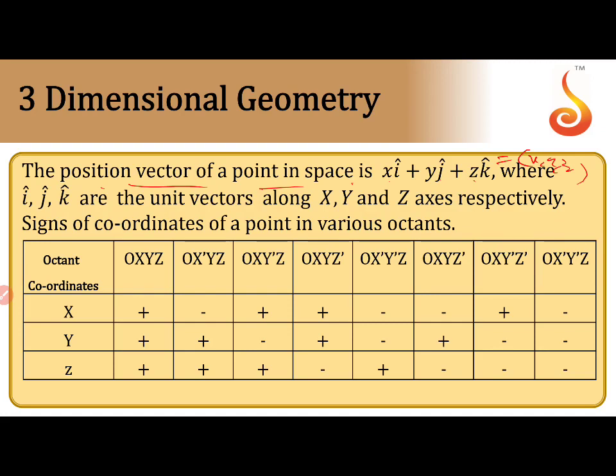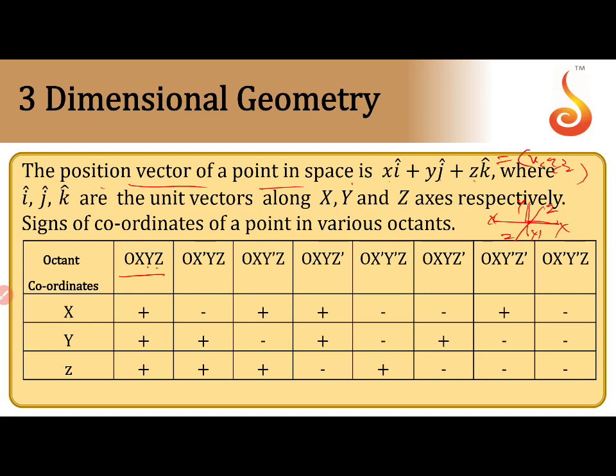Because here the three mutually perpendicular axes make 8 octants. In the 8 octants, the first octant is OXYZ, meaning positive x-axis, positive y-axis, positive z-axis. So you can take OX, OY, OZ. This is one octant we can take. Like that, x positive, y positive, z positive, the point coordinates are positive.